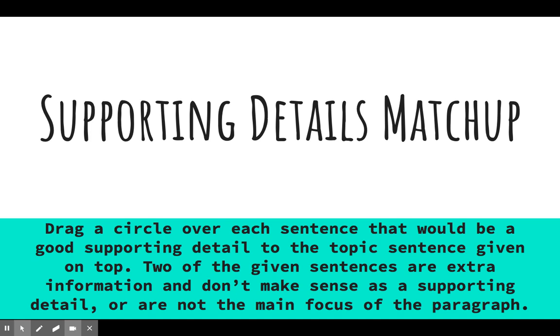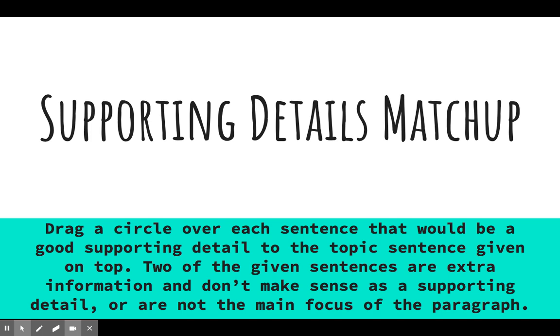You are going to read the topic sentence up on top. You're going to read each of the sentences that are in the boxes below. And then you're going to drag one of the circles to the sentence or the supporting detail that makes sense as a supporting detail. There's only one sentence that is kind of like a random thrown in sentence that doesn't make sense, could be used as one of our extra information pieces, but we're going to kind of just focus on the supporting details.